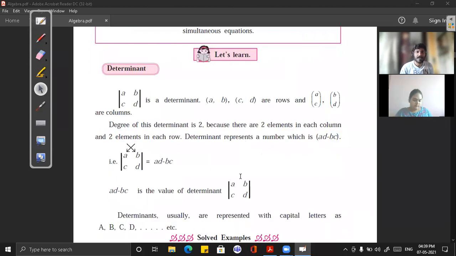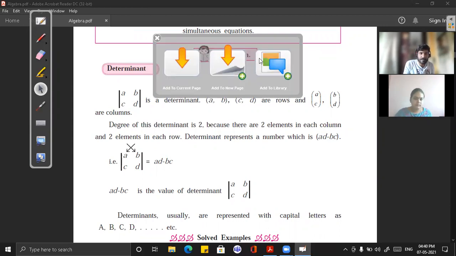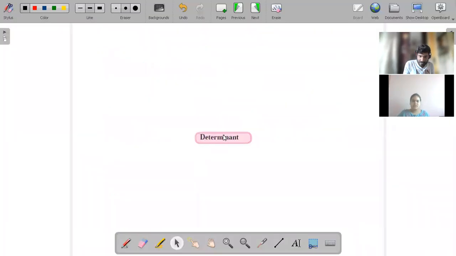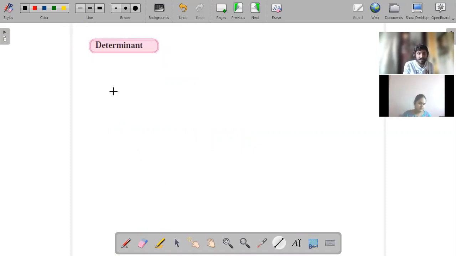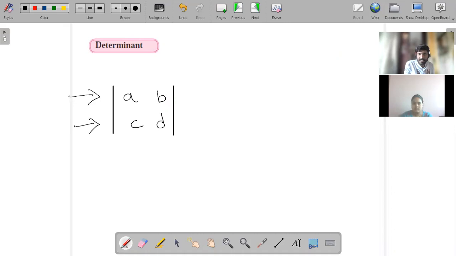Okay, the first is called determinant. Maybe you have to do cross multiplication. Yes, determinant. In a determinant, you have numbers between these two lines, and the numbers are arranged in the form of rows and columns. Suppose this is A, B in the first row, and in the second row you have C and D.